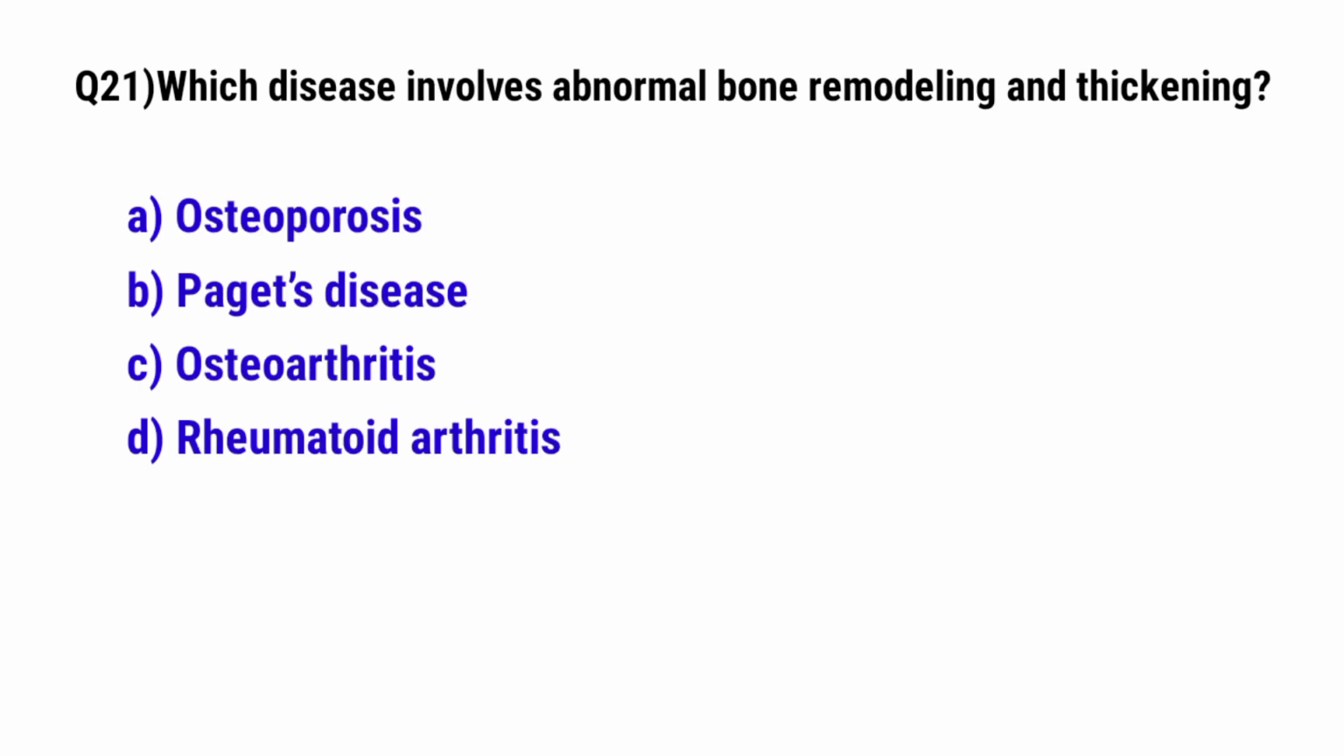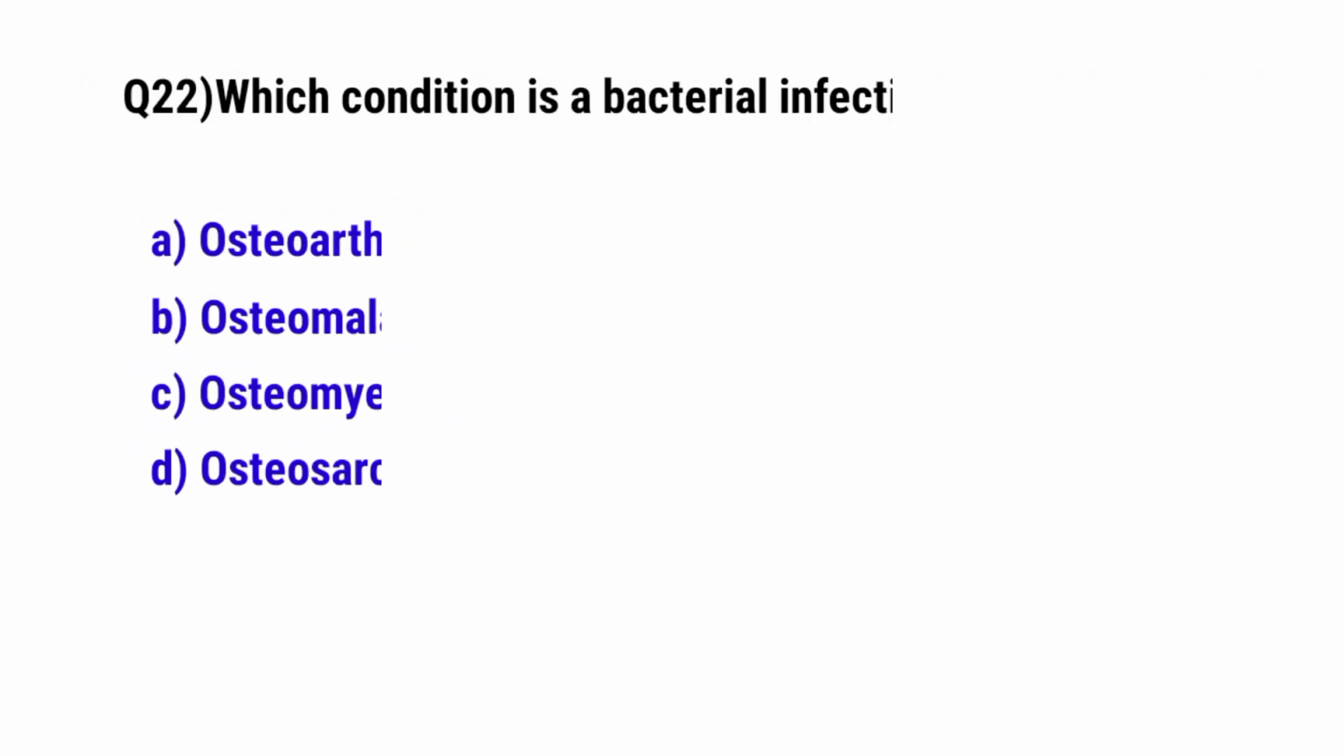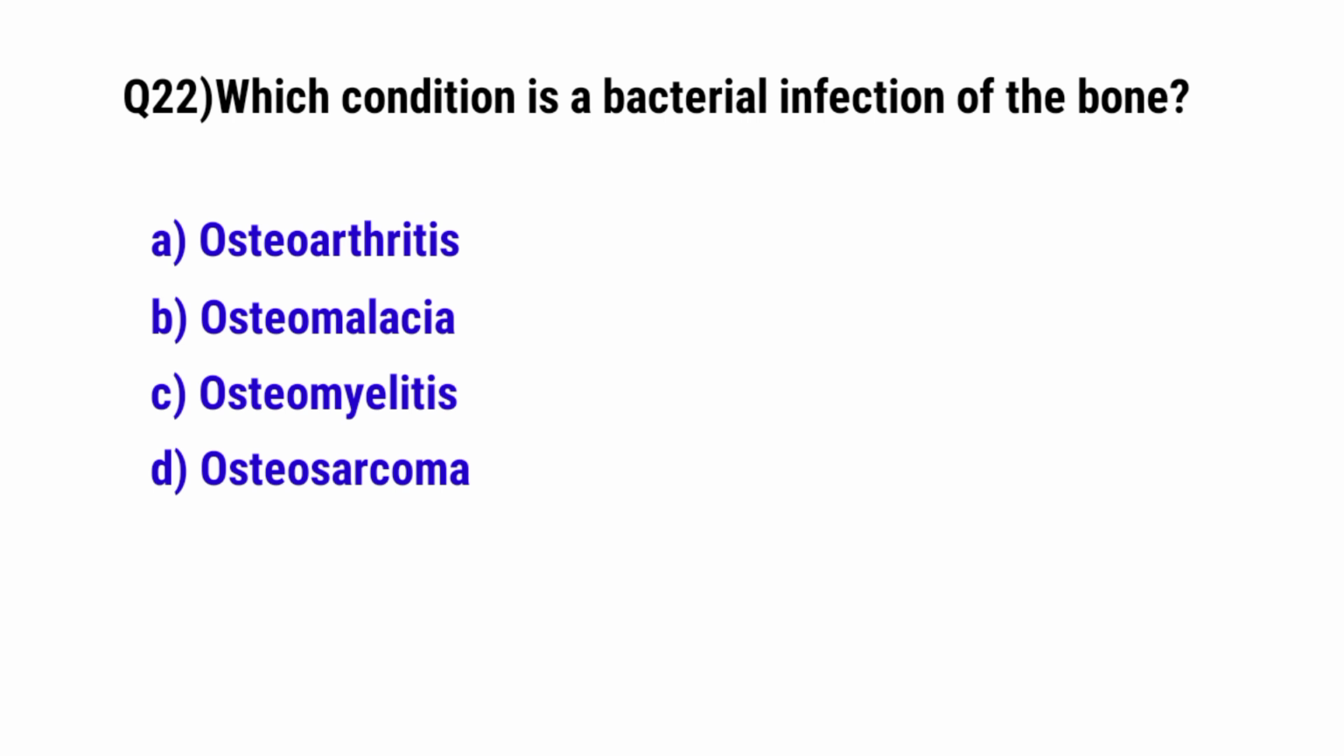Question number 21. Which disease involves abnormal bone remodeling and thickening? The correct option is B. Paget's disease. Question number 22. Which condition is a bacterial infection of the bones? The correct option is C. Osteomyelitis.